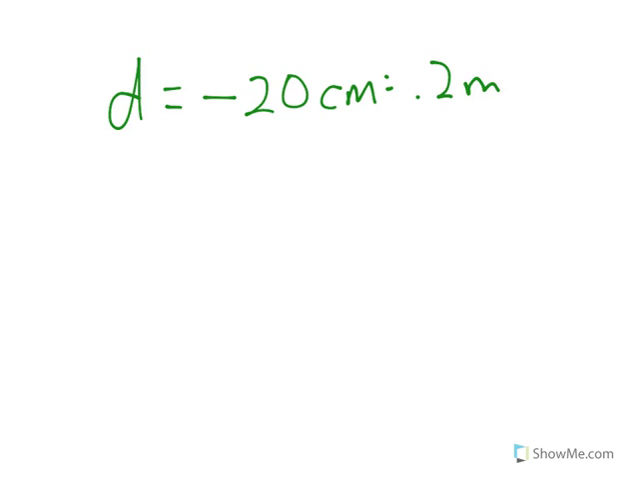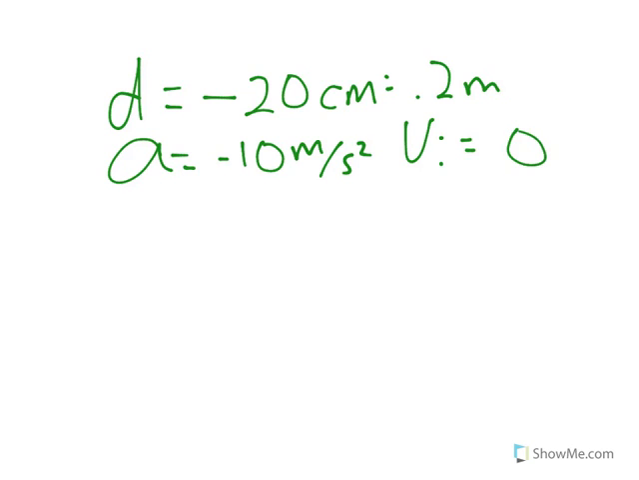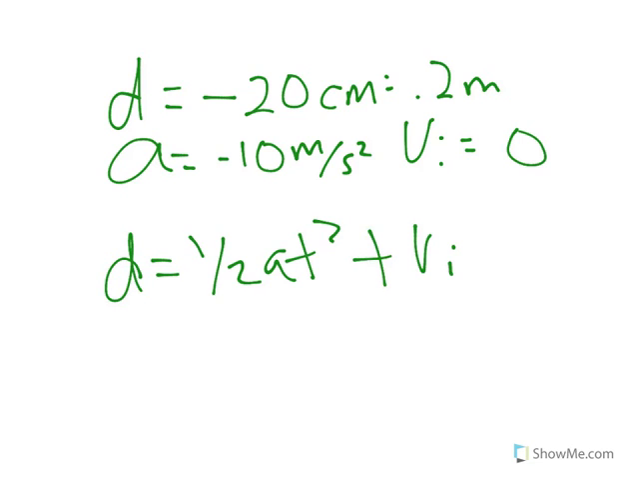Now what other stuff do we know about this? Well, it's in free fall, so acceleration is equal to negative 10 meters per second squared. The ruler was dropped, so the initial velocity is 0, and I'm looking for time. So what formula has time in it that's got distance, acceleration, and initial velocity, where time is the only unknown? d is equal to 1/2 at squared plus vit. And since vi is 0, it goes away.